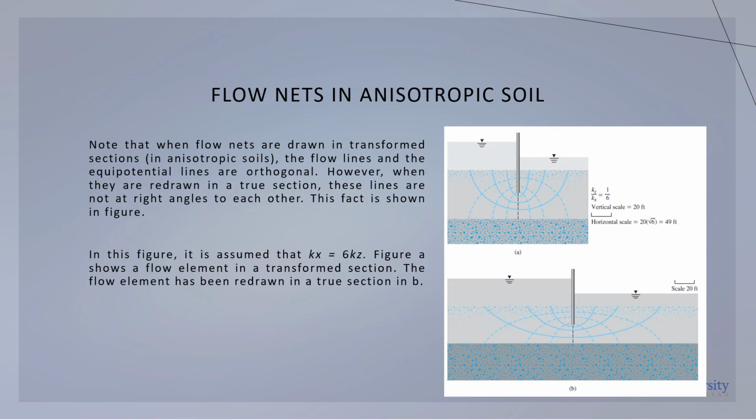So note that when flow nets are drawn in transformed sections for anisotropic soils, the flow lines and the equipotential lines are orthogonal. However, when they are drawn in a true section, these lines are not at right angles to each other. This fact is shown in the figure. Dili daw siya right angle. So, in this figure, it is assumed that Kx is equal to Kz. Figure A shows a flow element in a transformed section, and the flow element has been drawn in a true section in B.